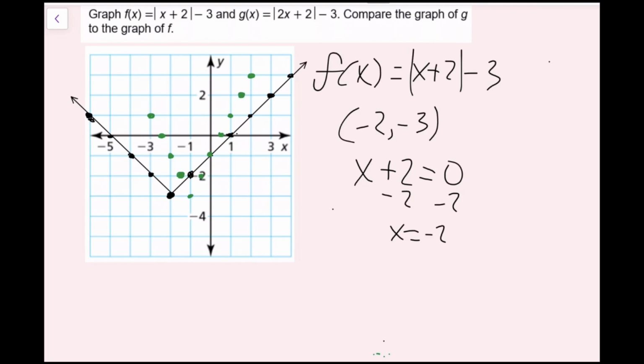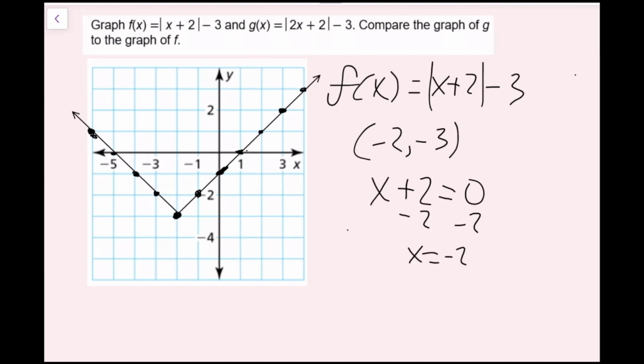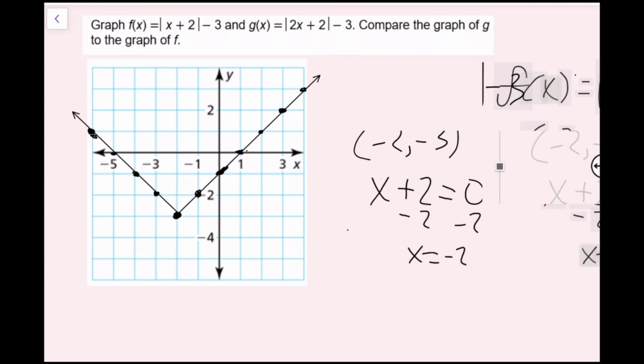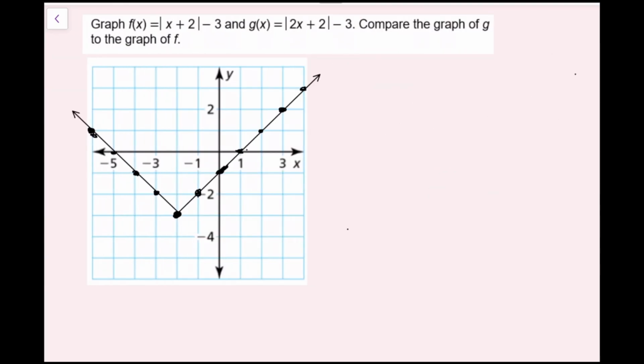Now this way might be a bit hard to grasp because you might not necessarily notice right away that there is a horizontal shrink with a scale factor of 1/2. Okay, so I'm going to show you another way that will work every single time. So I'm going to erase all these points. I'm going to move f of x over. The way we're going to graph g of x is by just finding the vertex.